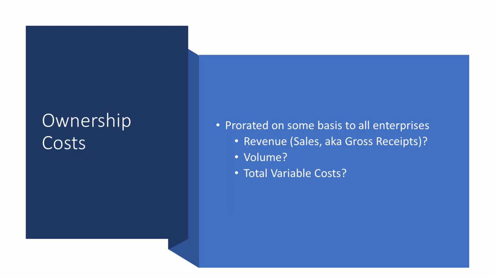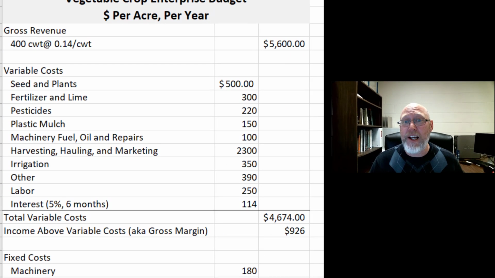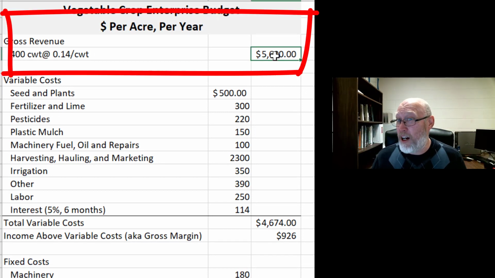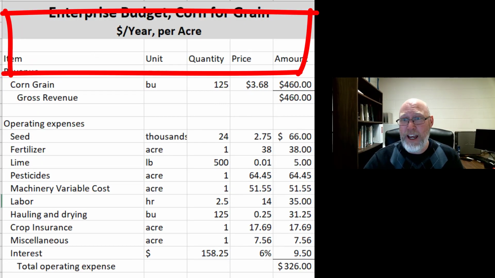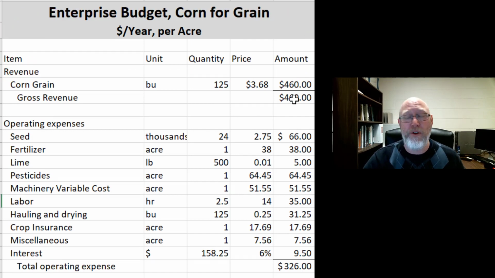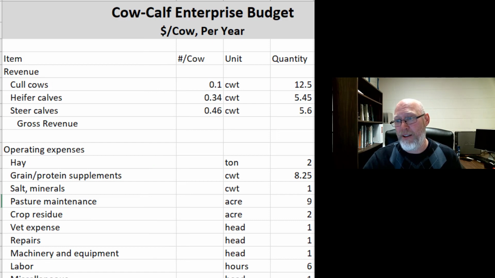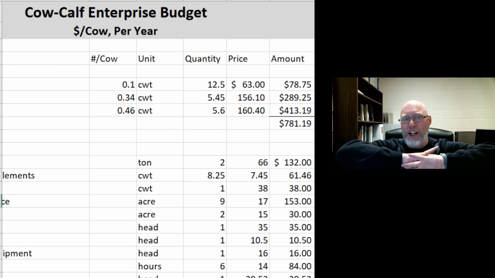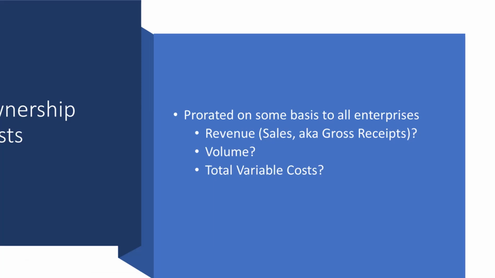Things you can use to prorate: you can use revenue, aka sales or gross receipts, that top line across the top for all your enterprises. So if the vegetable crop brought in $5,600 and the corn crop brought in $460 per acre, and you did 50 acres, and the livestock brought in $800 per cow, and you had 50 cows, you would then look at all of that stuff and prorate it across them according to the revenue brought in.